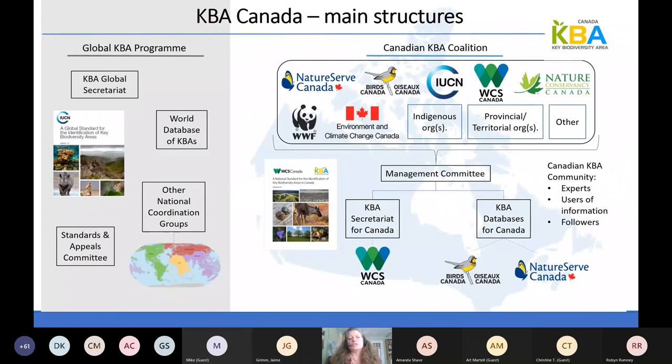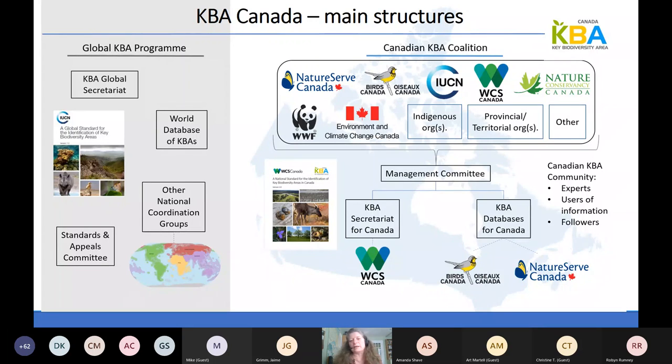The structure that we've put together, if you look on the left, is the global KBA program, where the Secretariat is housed, BirdLife International and IUCN together, mostly in Cambridge, although that doesn't matter today. It is also the main locus for the central KBA database, the world database, and other national coordination groups will dock to this area. This will be where approval and review of KBAs that meet the global standard occurs. And there's also a formal standards and appeals committee as well.